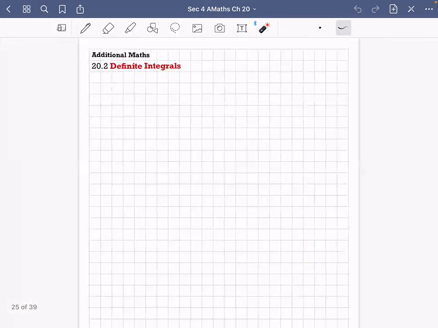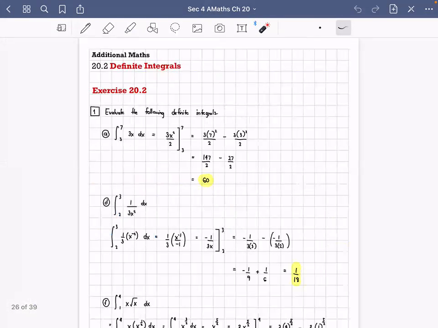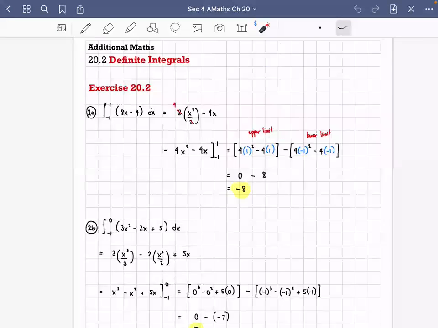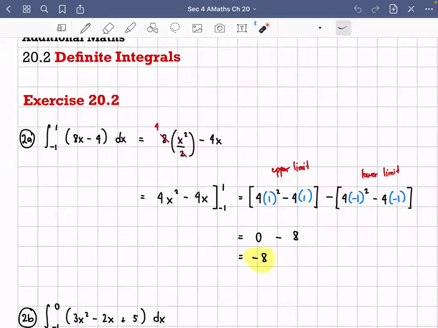Now, what if we have an expression instead of just a term? Here we now have an expression: 8x minus 4. So let's find the antiderivative of 8x minus 4 from -1 to 1. It's the same way. We get the antiderivative of each term like this. So the antiderivative of 8x minus 4 is 4x squared minus 4x, starting from -1 until 1.